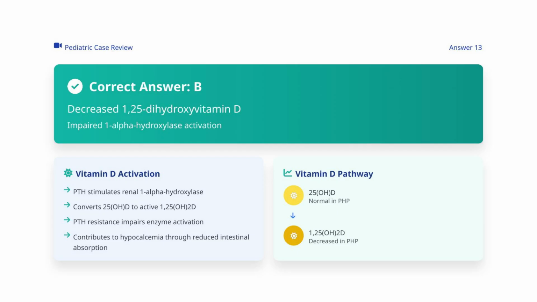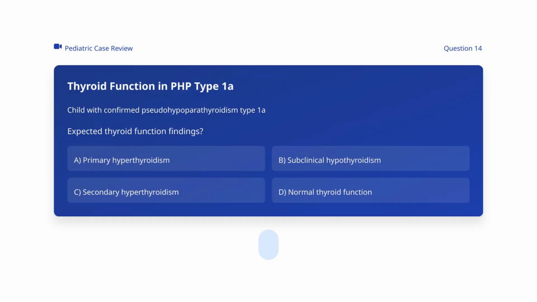This compounds hypocalcemia by decreasing intestinal calcium absorption. Treatment requires both calcium and calcitriol supplementation. The 25-hydroxyvitamin D level remains normal since hepatic conversion is unaffected. This explains why vitamin D supplementation alone inadequately treats pseudohypoparathyroidism. The child has confirmed pseudohypoparathyroidism type 1A.